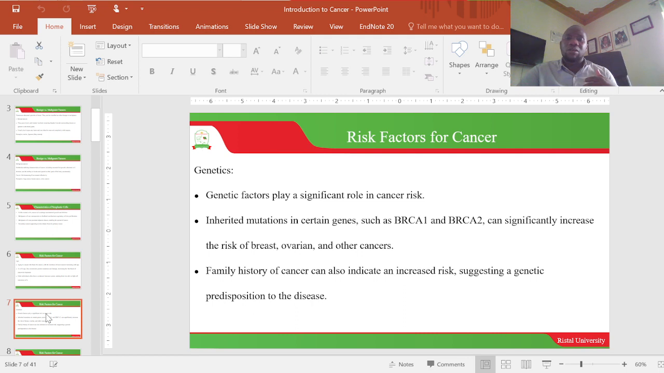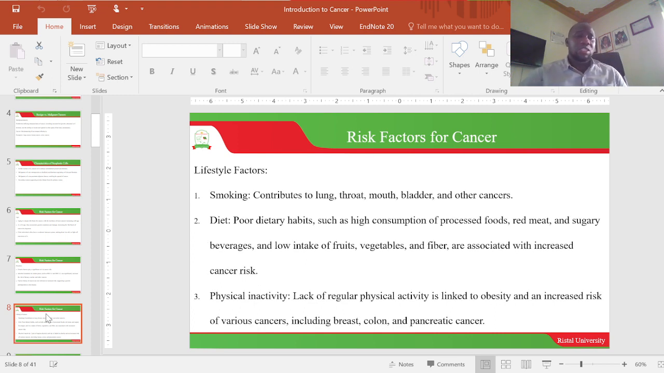So genetic predisposition plays an important role in certain cancers, such as breast cancer and ovarian cancer. If you have a relative who had breast cancer, it's most likely that you also carry that risk. So it could be very important to go for screening or even do breast self-examination before it is too late. That is the purpose of screening: it helps to detect a tumor before it becomes very problematic and has a poor prognosis.